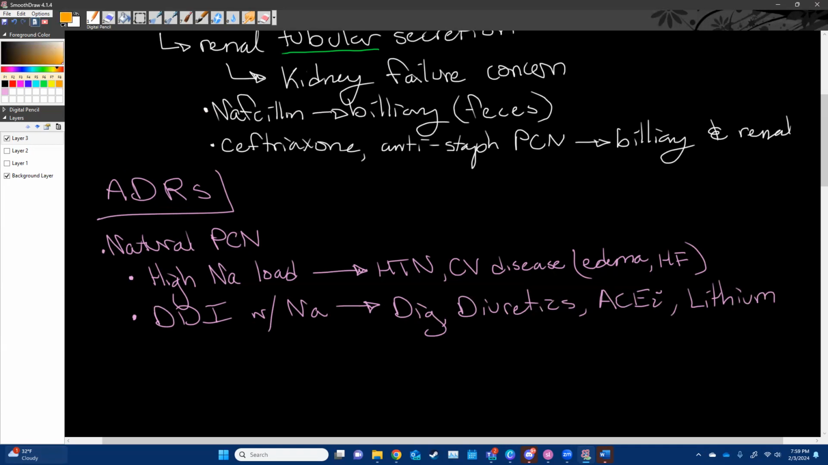Do natural penicillins require renal adjustment? 100%. You have to renally adjust pretty much all of them. The only one that you don't have to renally adjust out of the beta lactams is nafcillin. Why? Because it's 100% biliary excretion. Everything else you do have to worry about it.